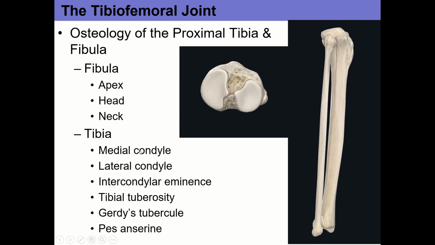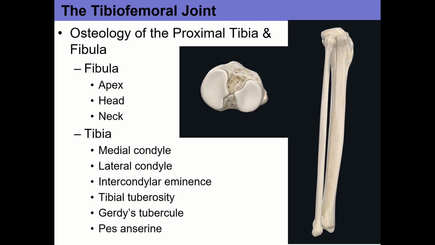I think I have a superior view. There we go. So this is a superior view of the tibia. The top part is the anterior aspect of the front. The bottom part is the posterior aspect of the back. So this is the medial aspect here, and this is the lateral aspect. So all of this is the medial condyle. So essentially the medial half of the bone is the medial condyle.